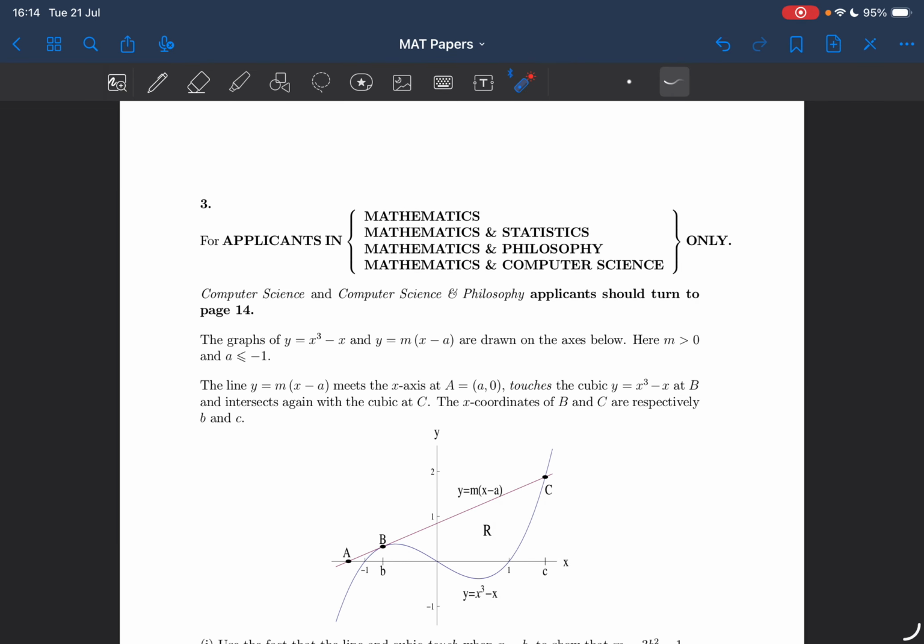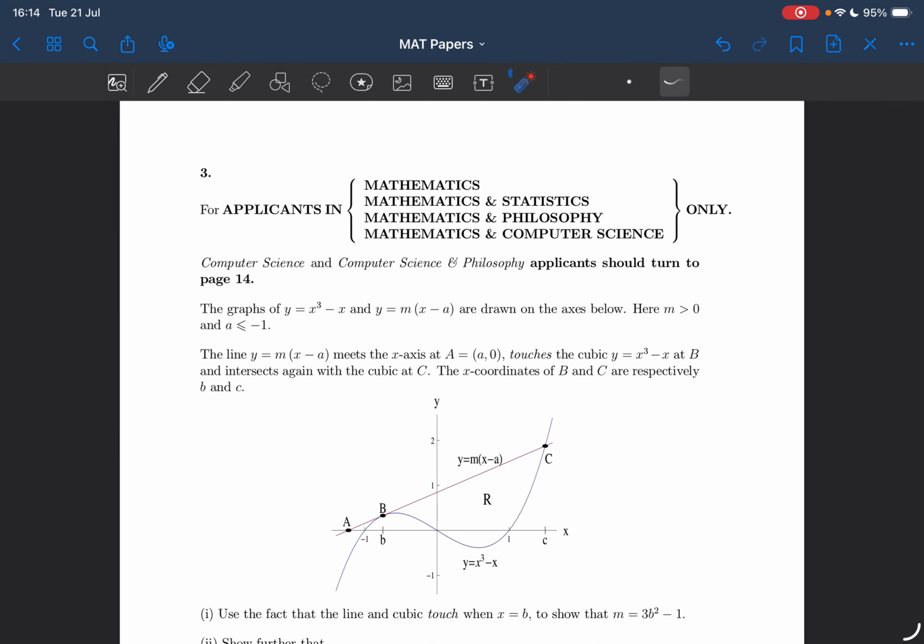Okay, question number 3 then. So we've got x cubed minus x, and m times x minus a. They're both on this axis. m must be positive. a is less than or equal to minus 1. This meets the x-axis at point A. They meet at point B and at point C. Notice at point B it just touches, so what that tells us is it is a tangent.